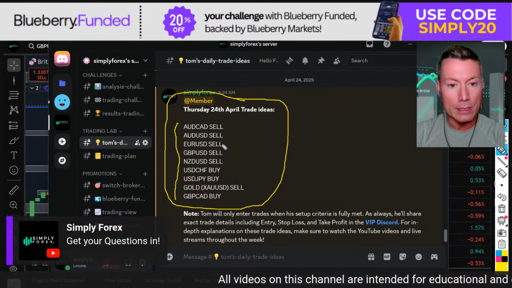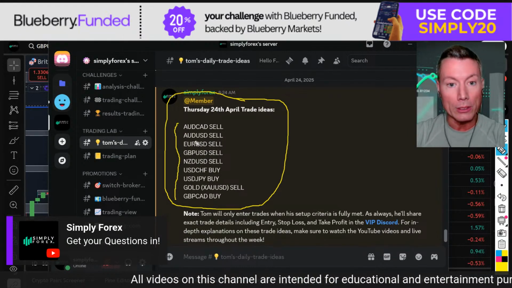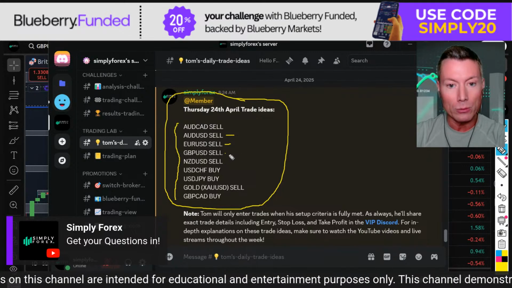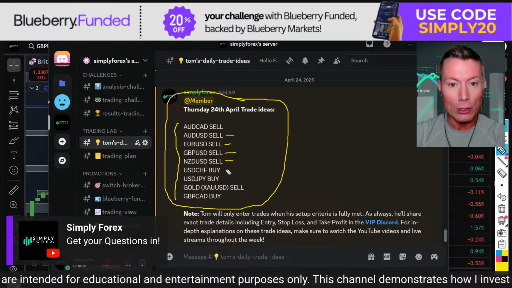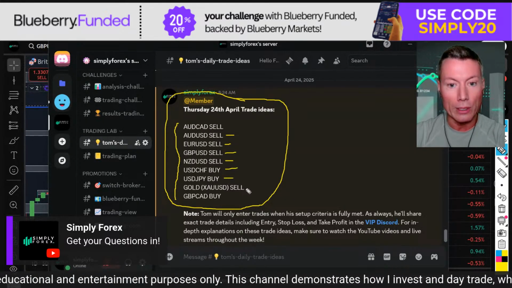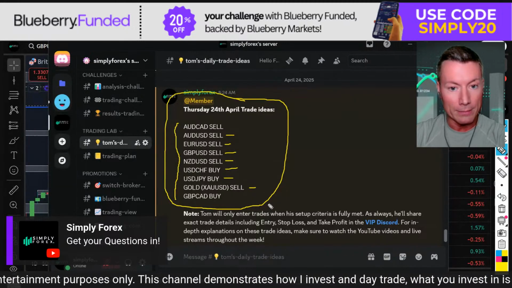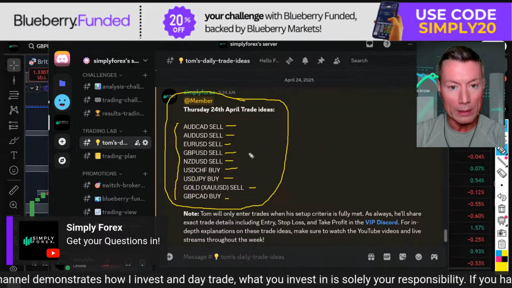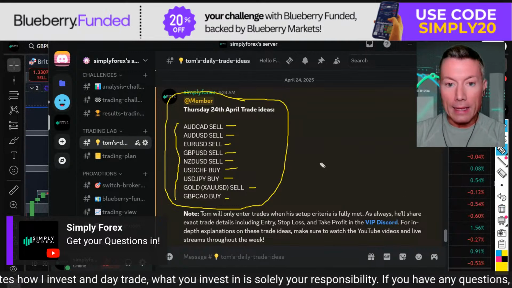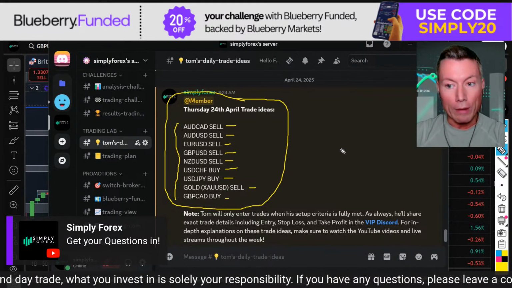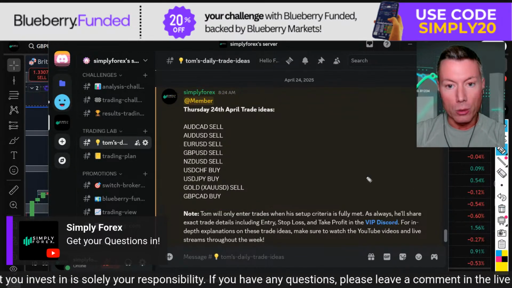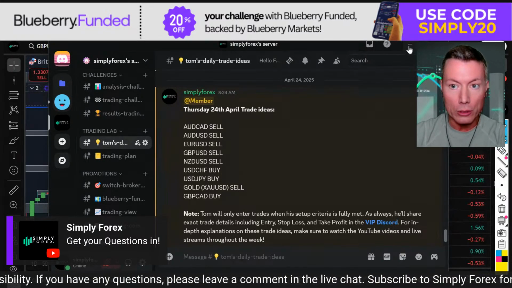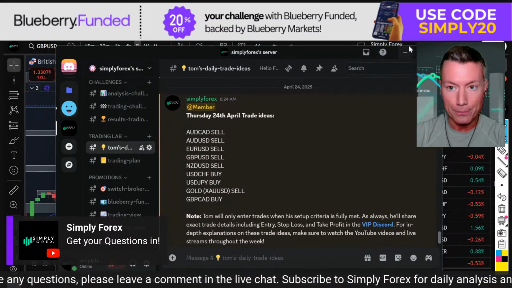And as you can see, the majority are US dollar pairs, right? Aussie dollar US dollar, Euro US dollar, pound US dollar, New Zealand dollar US dollar, Swiss US dollar, yen, gold is US dollar. We've only got these two trades here and here that are not US dollar. And it's all to do with US dollar strength today. So that was the catalyst for the trade that I took. And out of all of those, I took pound US dollar sells.